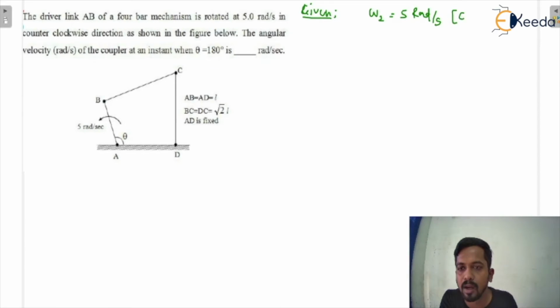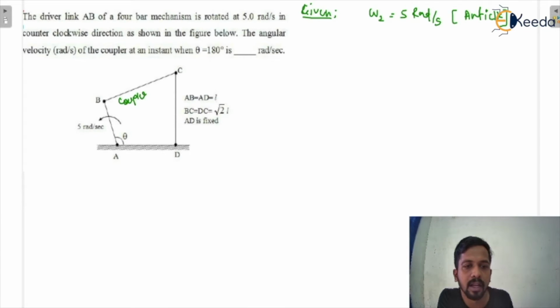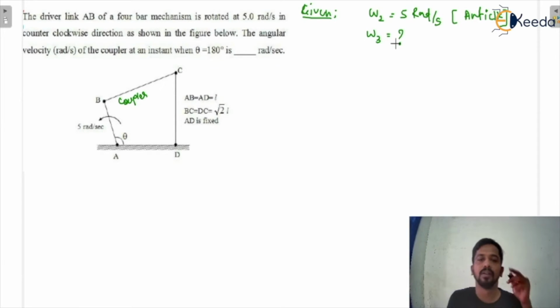So I am going to write here counterclockwise, or you can write anti-clockwise direction. Both are the same. Now, the angular velocity of the coupler. What is the coupler in the 4-bar mechanism? You know that this is the fixed link, this is input and this is output, and this is generally known as the coupler. Now you have to find the angular velocity of the coupler, that means omega 3. That is what we have to find out.